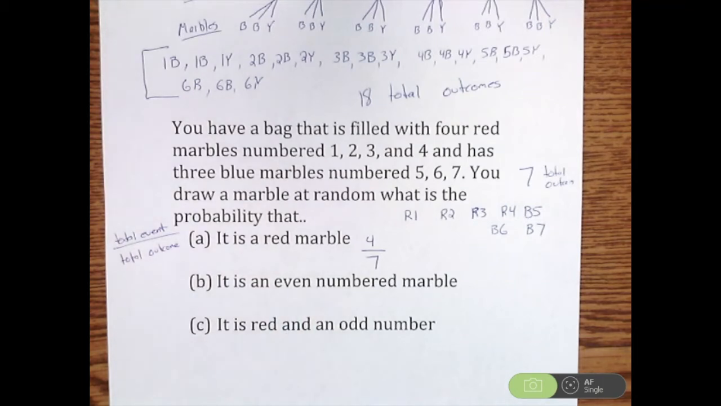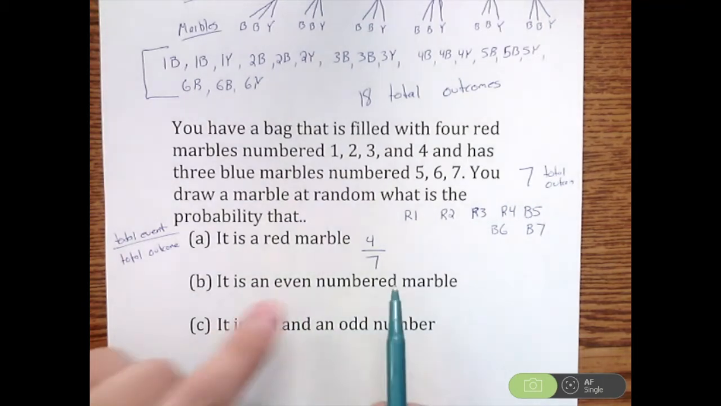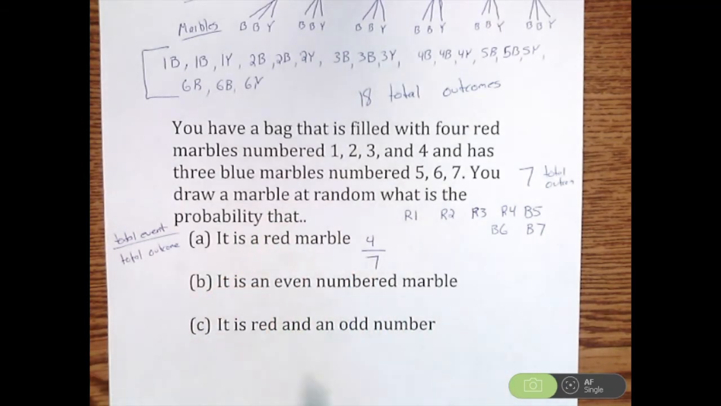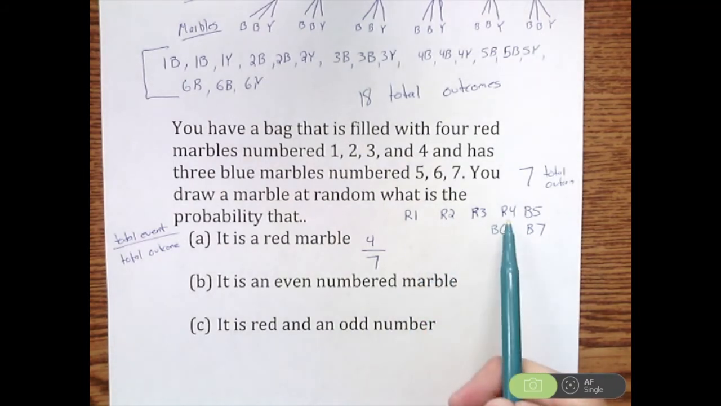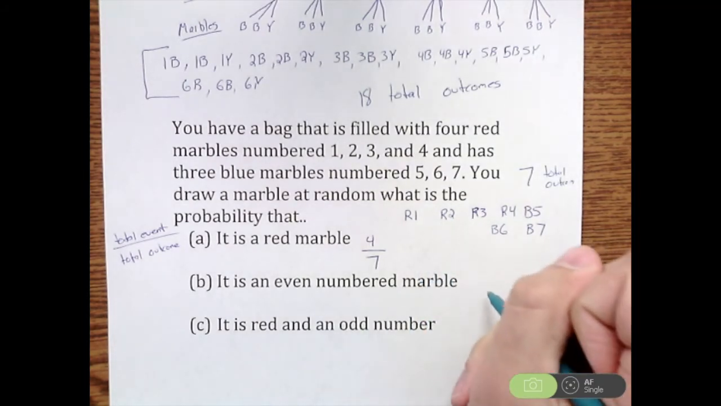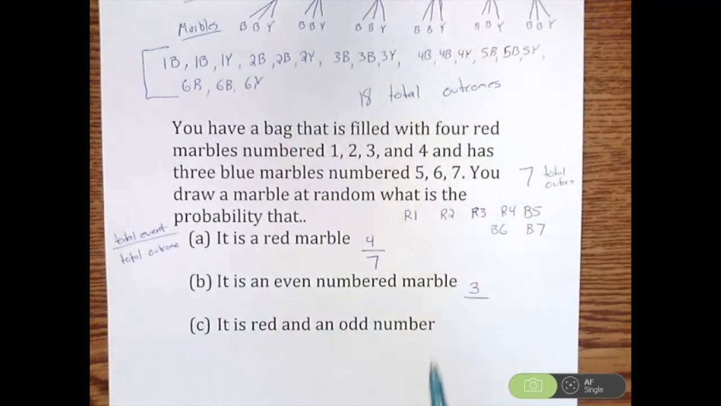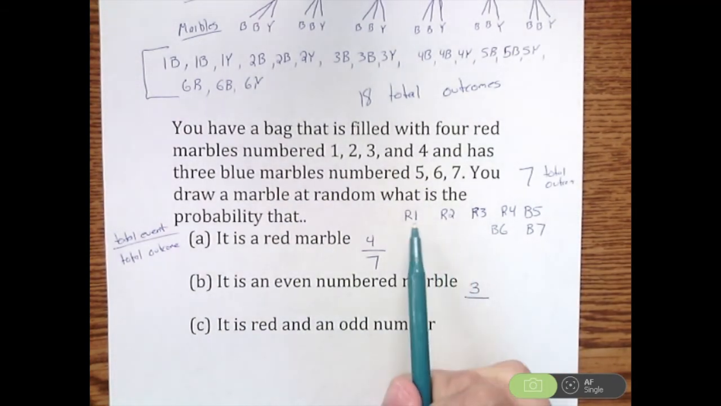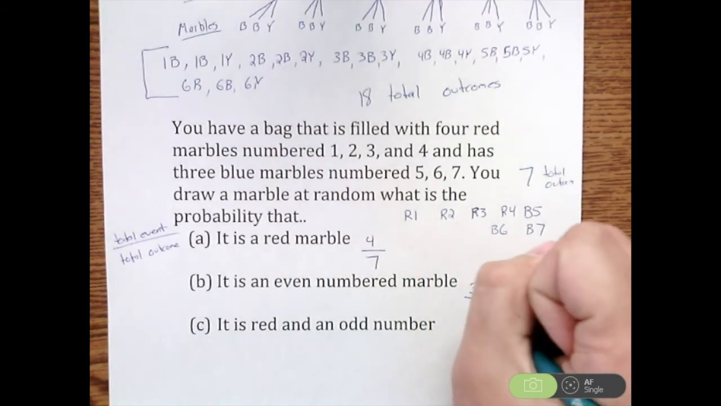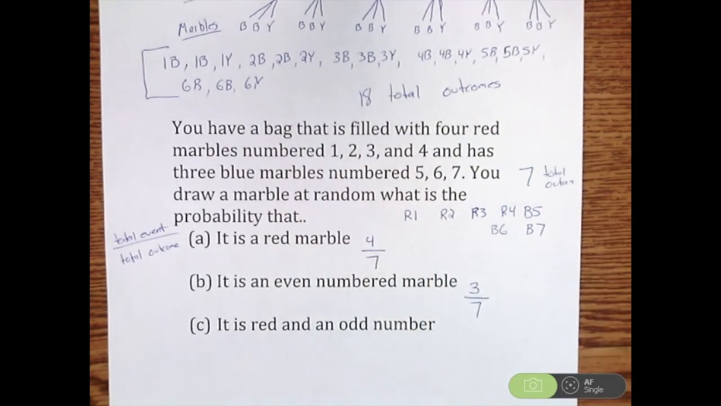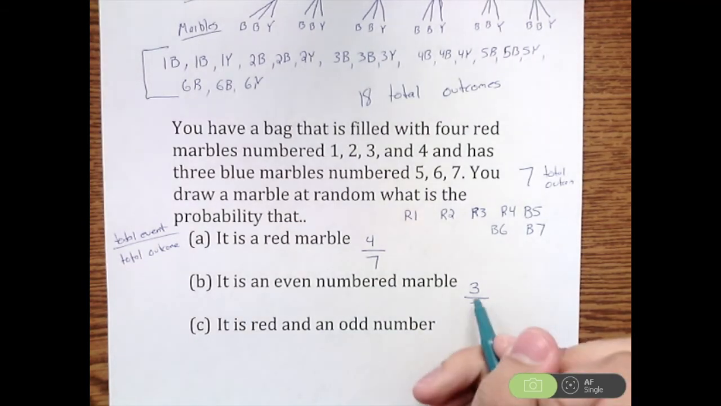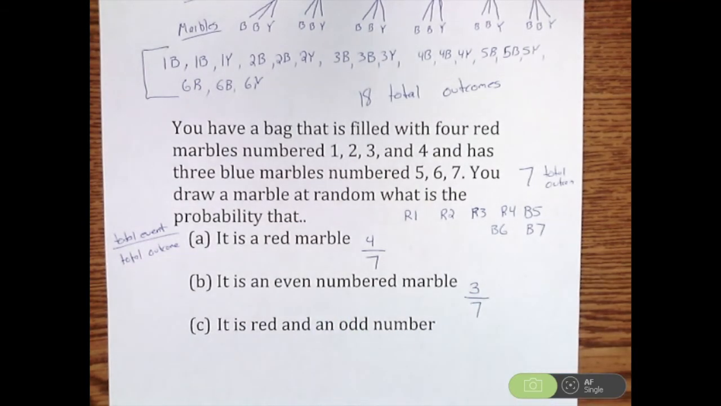And then I have, it is an even numbered marble. Completely separate from A, this is a different question. It is an even number marble. Well, how many different ways can I get an even number marble? Well, I can get a 2, a 4, or a 6. So that happens 3 times. But we divide it by the total number of possibilities. If I'm reaching into this bag, there's still 7 different ways I could draw this marble. But only 3 times does it happen to be an even.